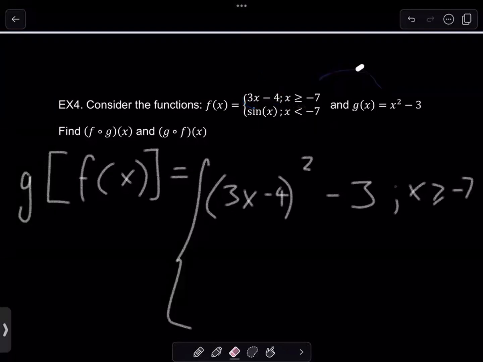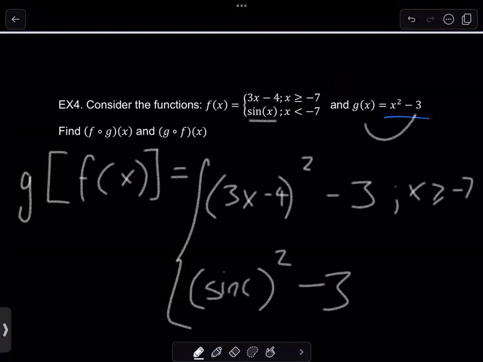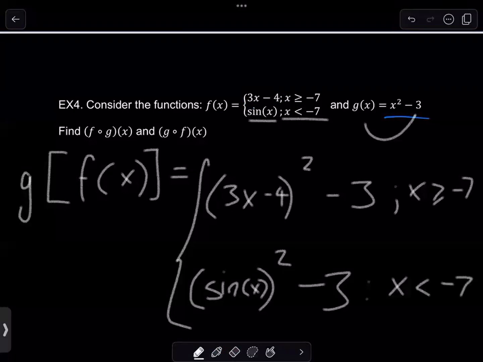And then we just do a similar thing with the second part. So we have x squared minus 3, so bracket squared minus 3. And then we are inserting sine x, the function portion of the second part, into the g of x function. So it's going to be sine of x, squared, and then subtract 3. And then the interval comes last. So we have x is less than negative 7.